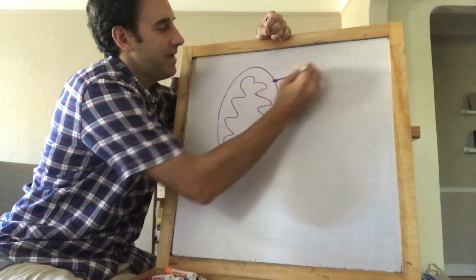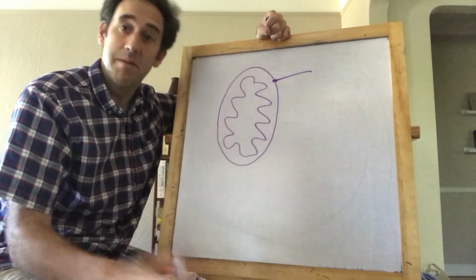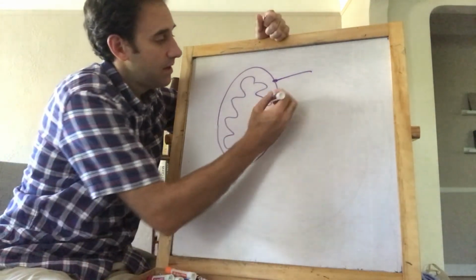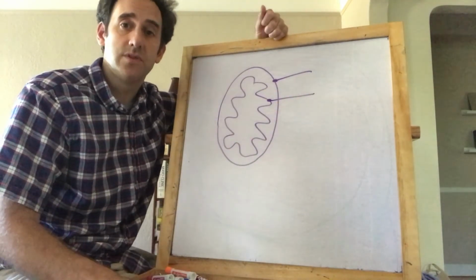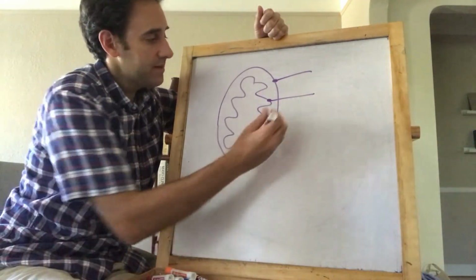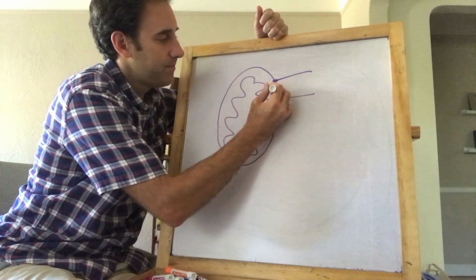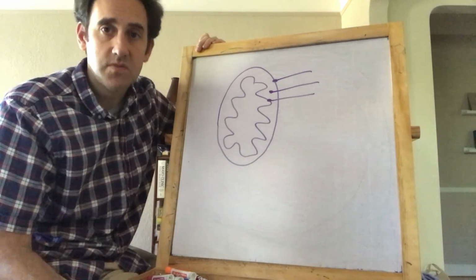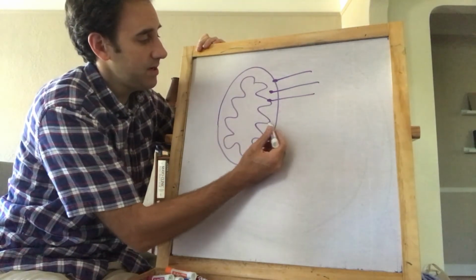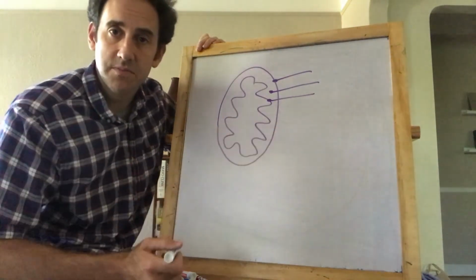So this outer layer is called the outer membrane. Makes sense. This inner layer is called the inner membrane, which also makes sense. And the space between them is called the intermembrane space. So makes sense, right? Outer membrane, inner membrane, intermembrane space.